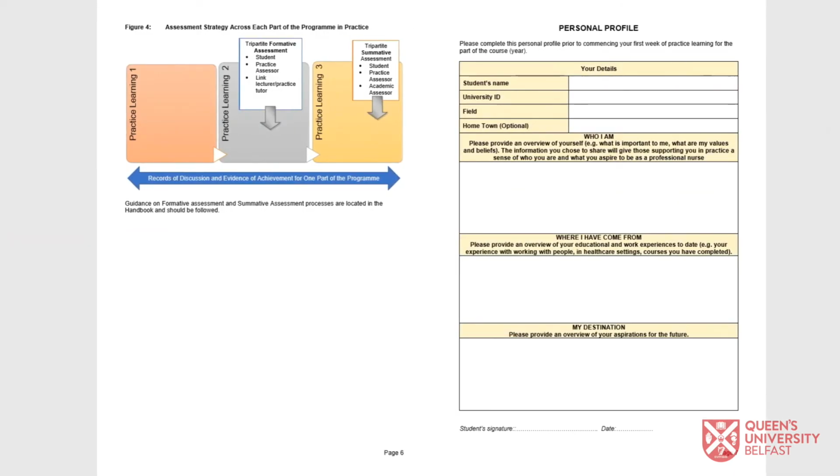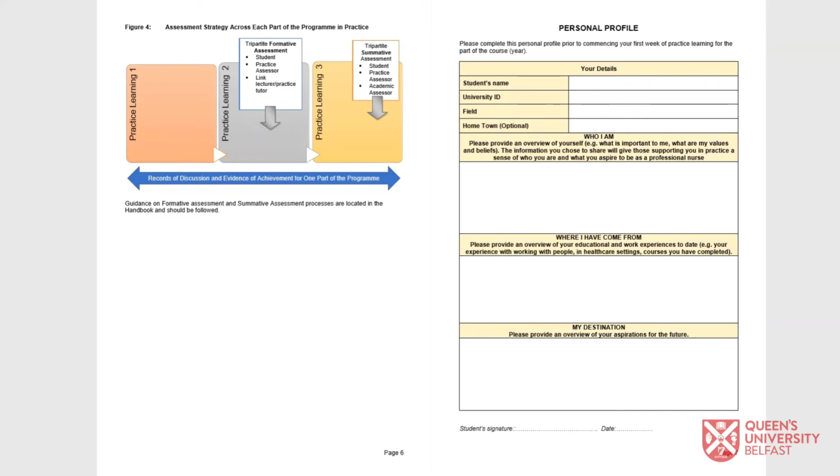Now, the assessment strategy across the programme is that a tripartite formative assessment will occur midway through the number of practice learning weeks within the part of the programme. So for example, if there are 20 weeks of practice learning in part 1 of the programme, that tripartite formative assessment will occur with the student, the practice assessor and the link lecturer or the practice tutor around the end of week 10 roughly. So there's some flexibility there.